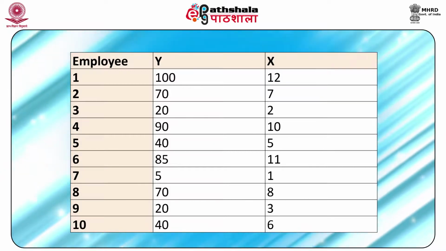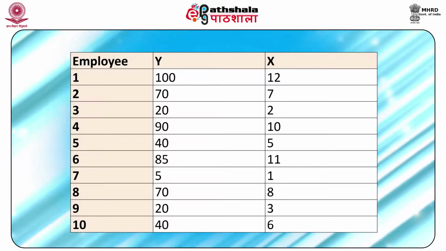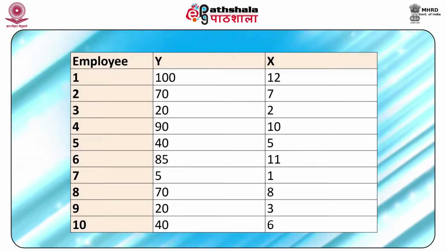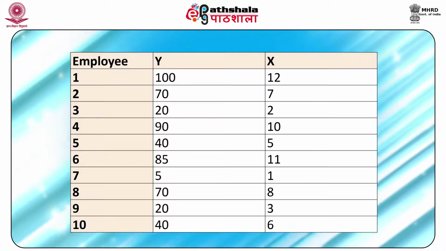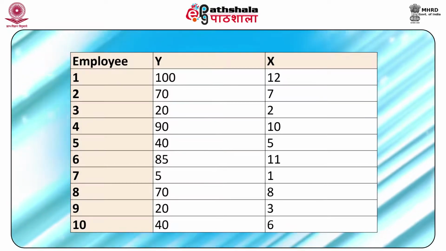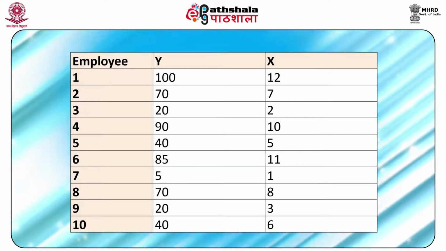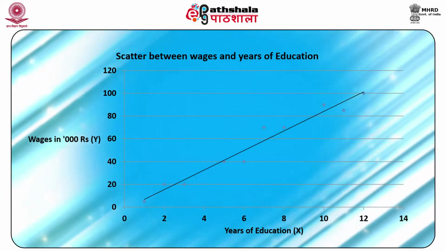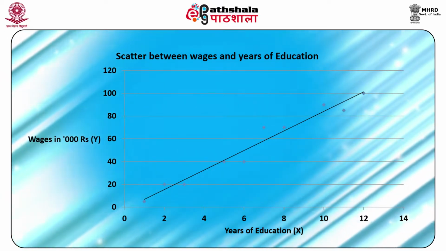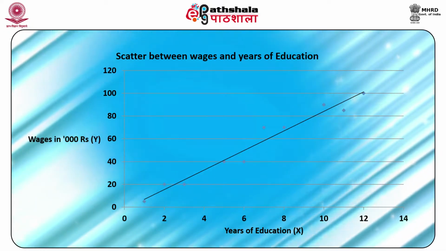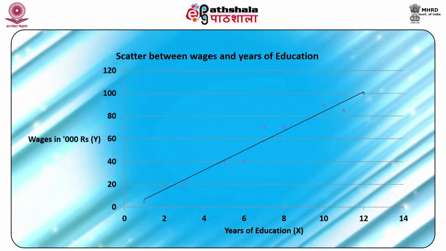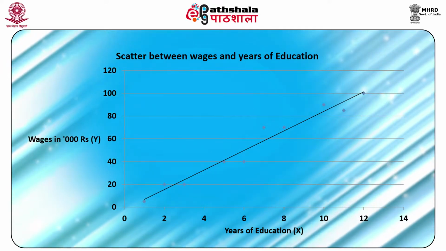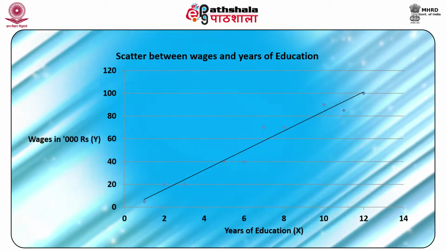So we have a table enumerating the employees' wages and their years of education for 10 employees. This data is given in your table 1, I'm sure you can see this on your screens. We can now plot the above data in the form of a scatter diagram, and we can show this diagram in our figure 1. On the x-axis we have years of education, x. On the y-axis we have wages in thousands in rupees, which is the y variable.